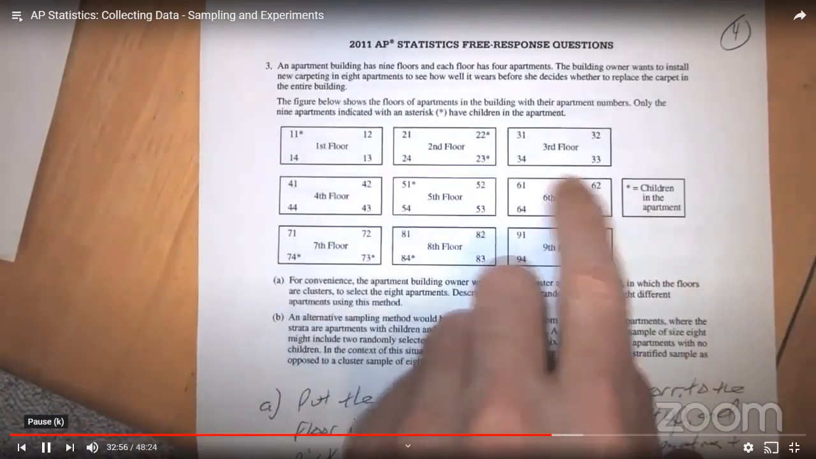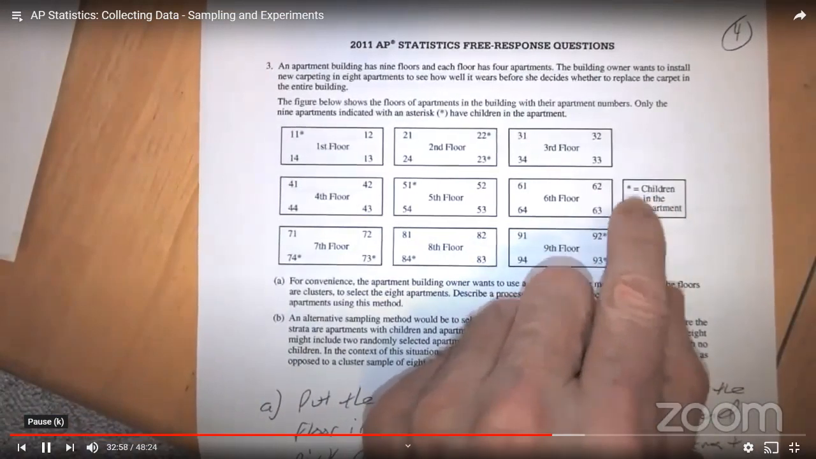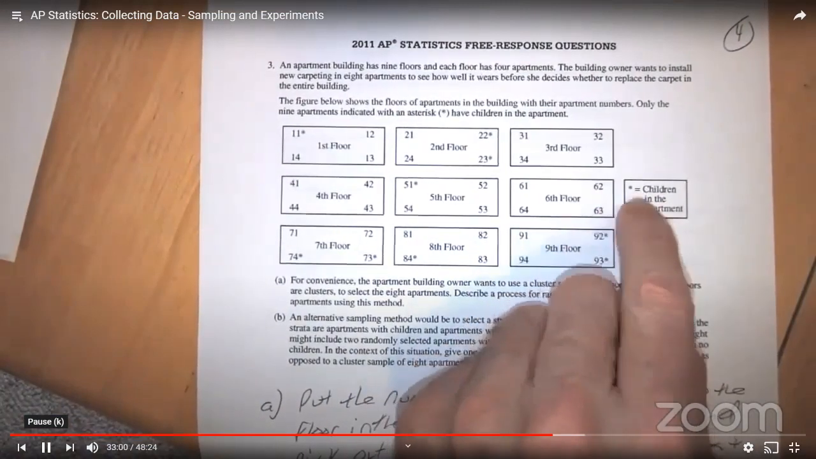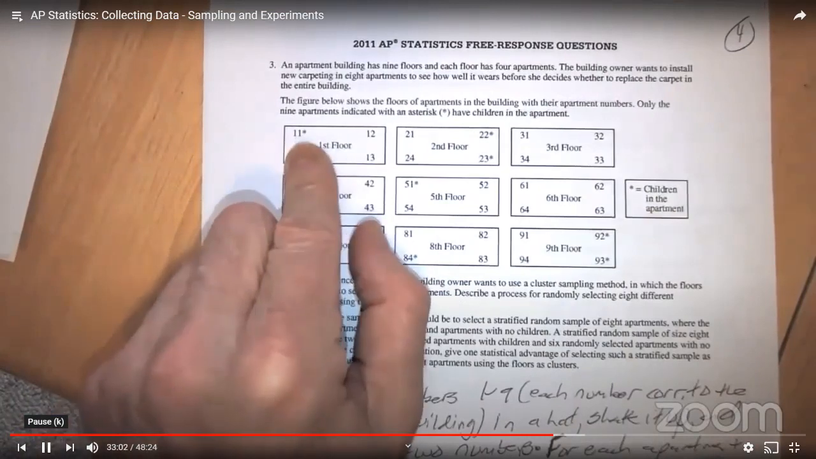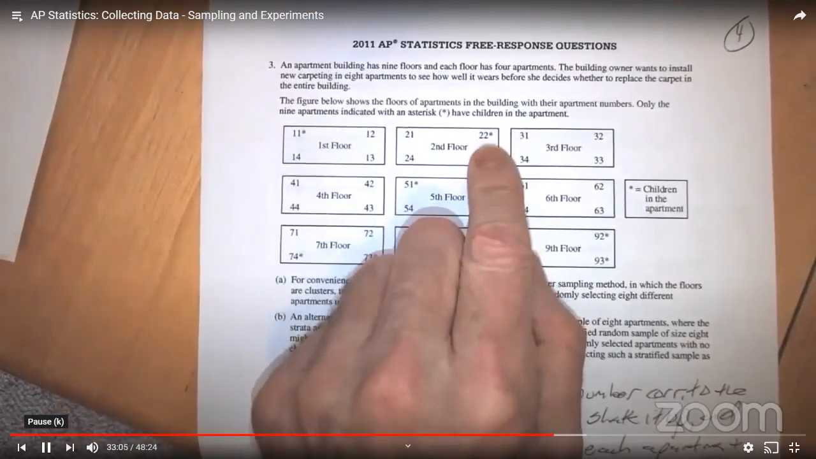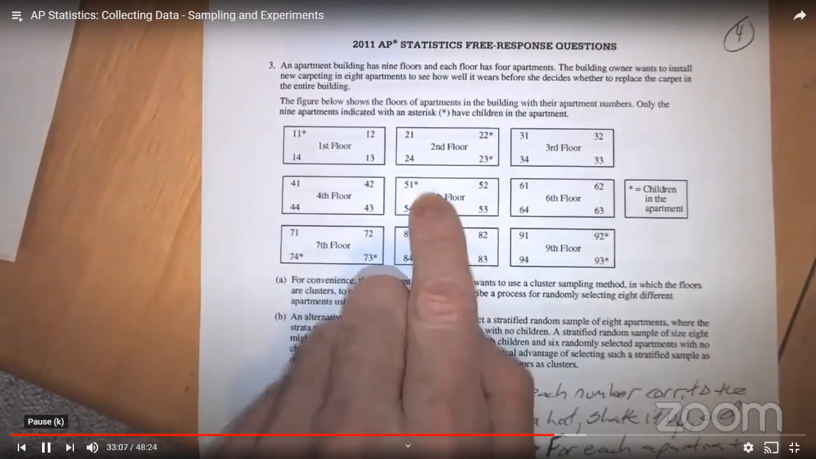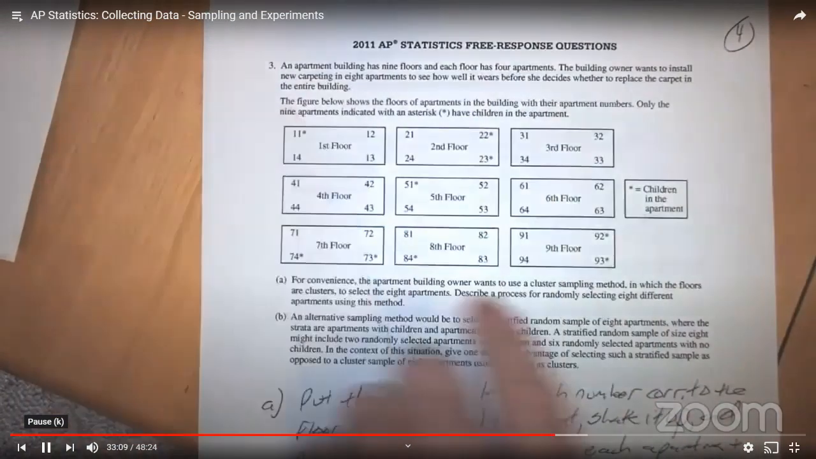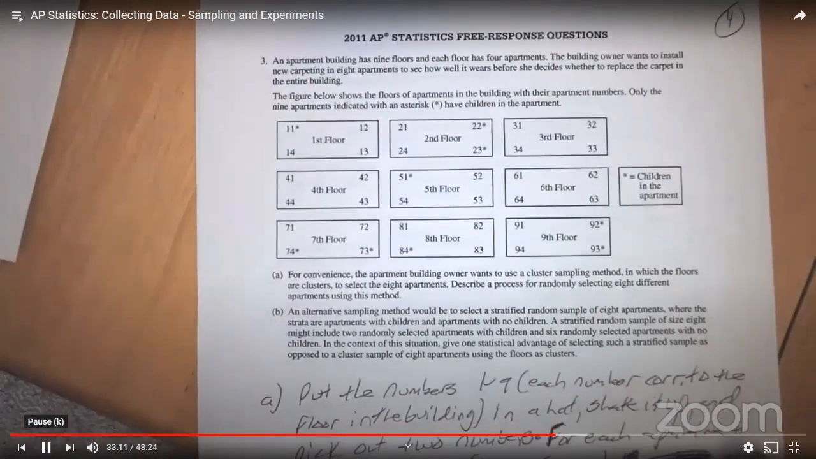Couldn't figure out what the asterisk meant. Of course, I just needed to read, right? So if it has a little asterisk, there are children in the apartment. So apartment number 11, I guess, has children. 22 does. None on this floor, none on that floor, etc. So understand the problem before you go and actually start to answer any questions.